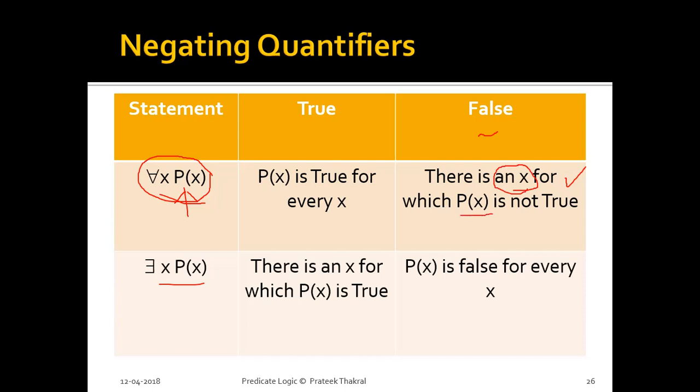And what about the existential quantifier? It says for some x, P(x) is true, that is, there is at least one x for which P(x) is true. So to make it false, from the entire set, if it is not true for even a single x, then it becomes false for the existential quantifier. So this is all about the negation of quantifiers.